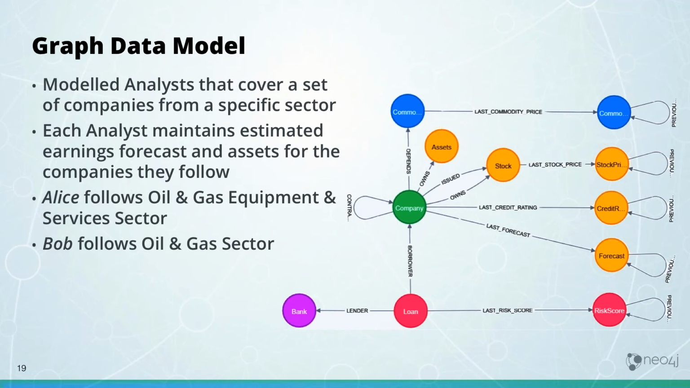So we've modeled analysts that cover a set of companies from a specific sector. In this case, we have an analyst covering oil and gas, and then a second analyst, Alice, who covers the oil and gas equipment and services sector. The companies have been divided across these two sectors. And each analyst maintains an estimated earnings forecast and assets for the companies that they follow.